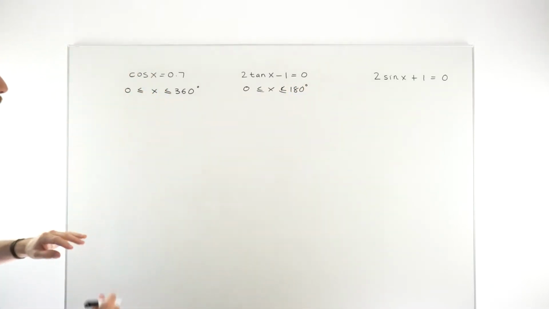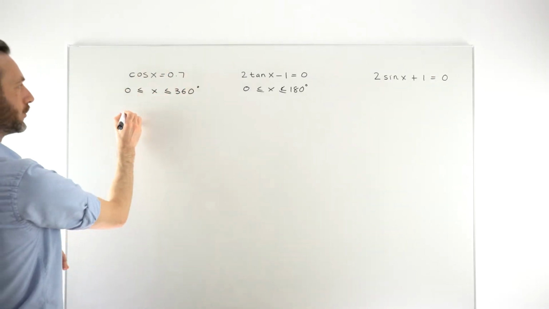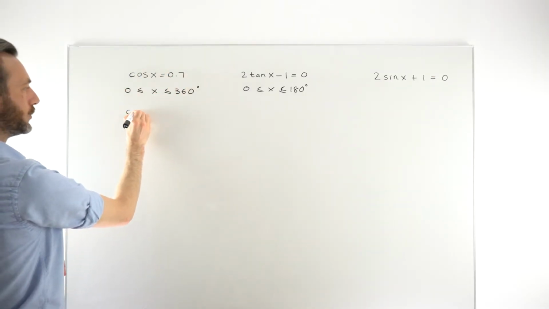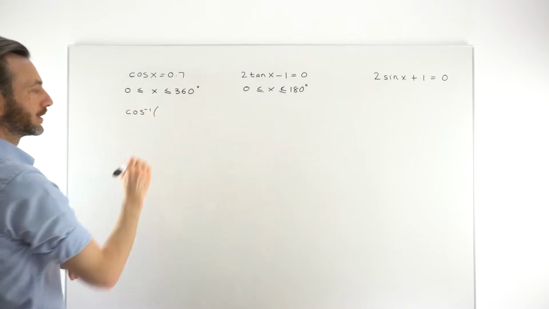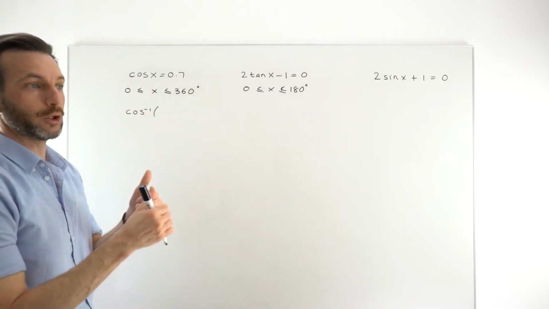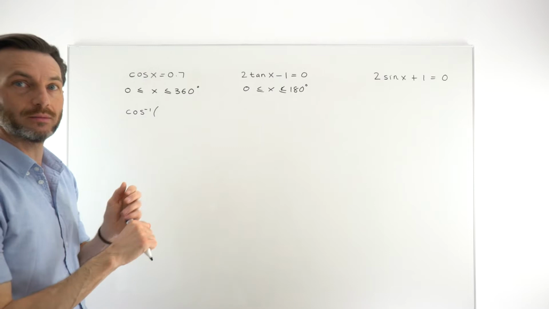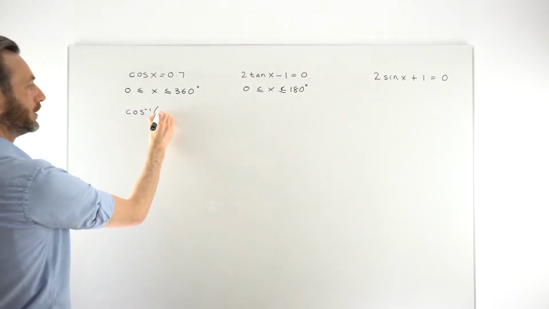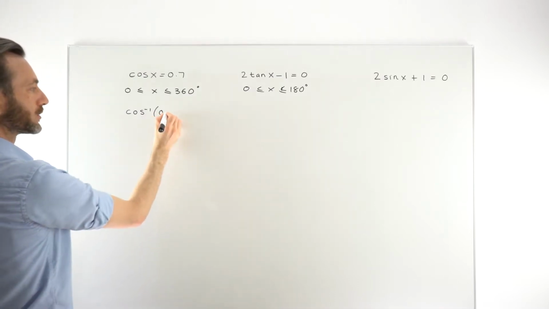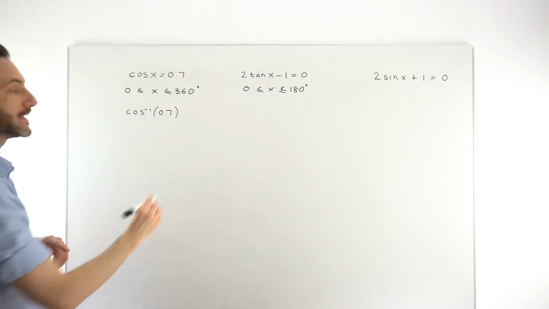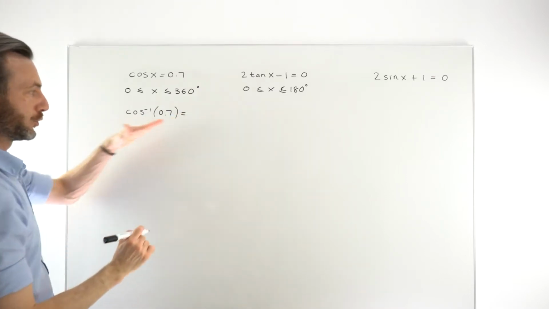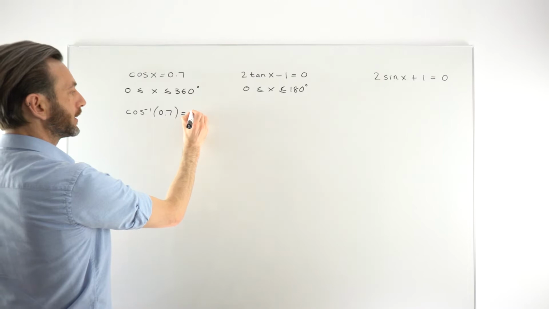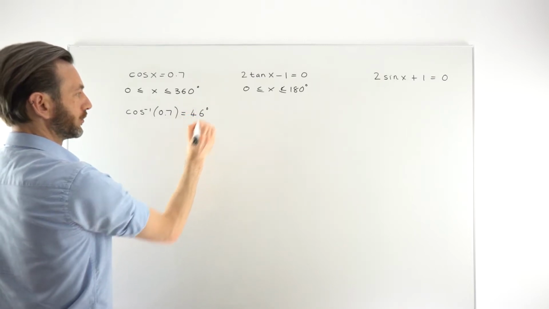Starting off with this one, where there's no algebra to do, you can go straight to using the inverse on the calculator. That's usually the shift cosine button, but it depends on your own particular calculator. So it's cos inverse of 0.7, that's how we write it. You're literally just processing that into the calculator. That comes out to be 46 degrees.